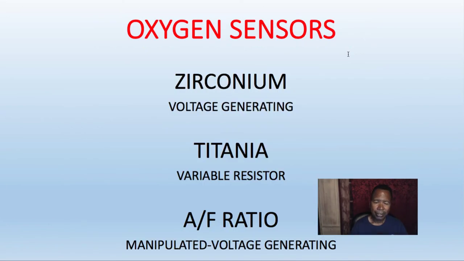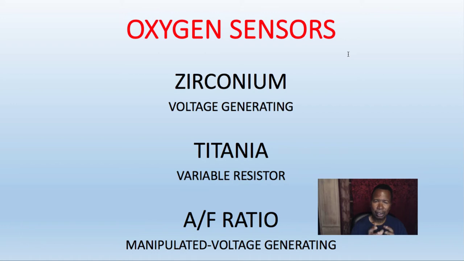Now here's three different types of sensors. We're only going to talk about one right now. The top one, the zirconium O2 sensor, is voltage generating. Then you've got the titanium variable resistor type, and you've got the air-fuel ratio type. The zirconium and air-fuel are the two most popular right now, but zirconium is the top one.